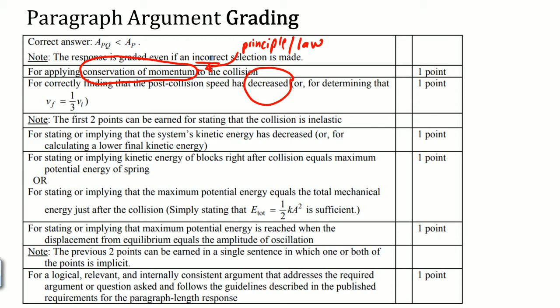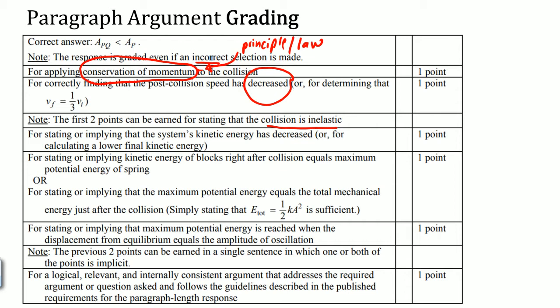Here they also wrote the speed decrease. Then the first 2 points can be earned if they state that the collision is inelastic. That makes sense because two blocks hit each other and momentum was conserved. So there is a way of answering this with conservation of momentum and still getting it correct.